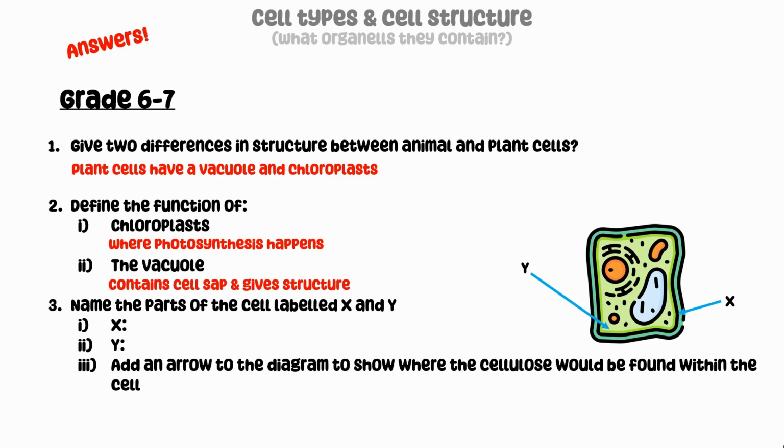Name the parts of the cell labelled X and Y. The part labelled X is the cell membrane. The part labelled Y is the cytoplasm. Add an arrow to the diagram to show where the cellulose would be found within the cell. The arrow should be pointing at the outer ring of the diagram, pointing at the cell wall.